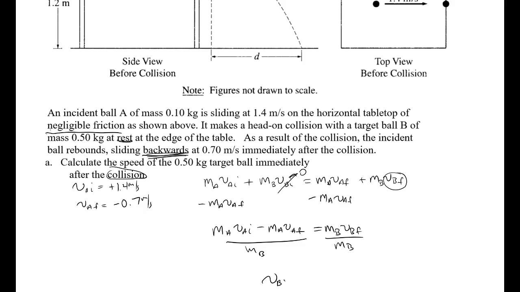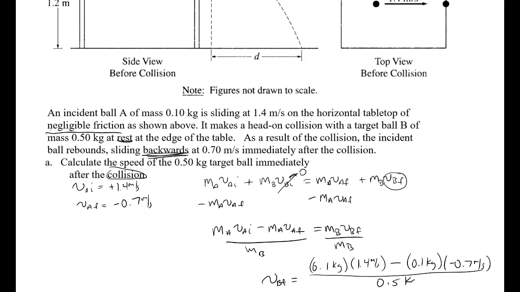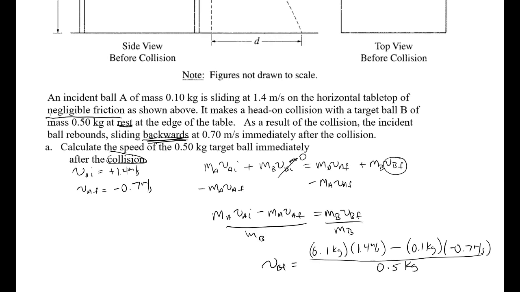And so I get VB final is equal to, I'm going to go ahead and plug in, the mass of A is 0.1 kilogram times the initial velocity, which we said was 1.4 meters per second, minus 0.1 kilogram times a negative 0.7 meters per second because it goes in the opposite direction. And then I'm dividing by the mass of ball B, which is 0.5 kilogram. So if I do that, I should get that the velocity of ball B after the collision is 0.42 meters per second, and it's positive, which means it's moving to the right. Okay? And so that's the speed immediately after the collision.